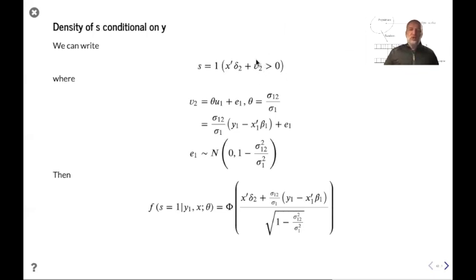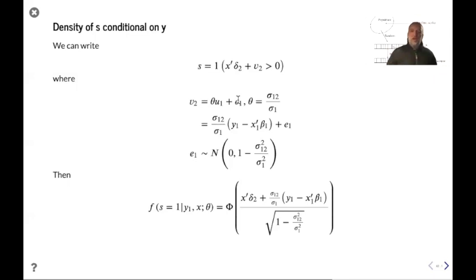So first, notice that since v2 and u1 are jointly normally distributed, you can always write two normally distributed variables in this particular linear combination, as a sum of two normally distributed variables. If you write it in this way, this is normally distributed, and this is normally distributed. So the sum of two normally distributed variables is normally distributed. That clearly holds if e1 is normally distributed.